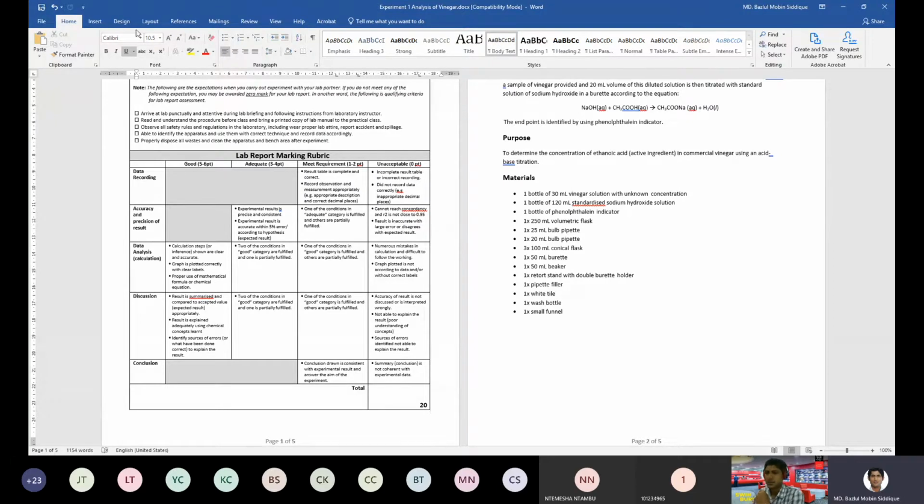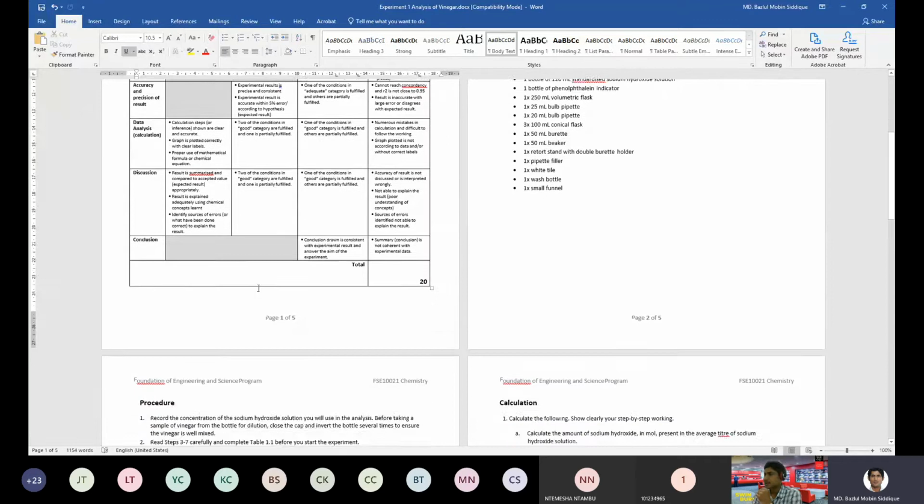So you need to identify the sources, or tell us what could have been the error behind this result that has been swayed or not accurate. All of those things will be in the discussion.